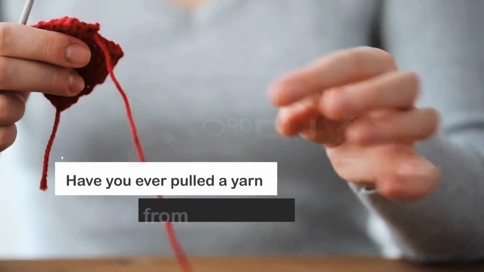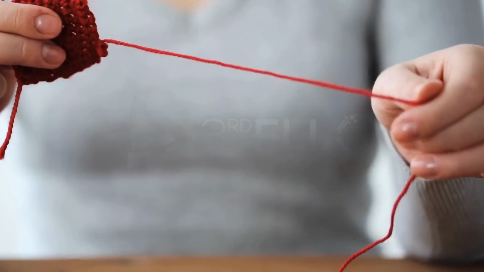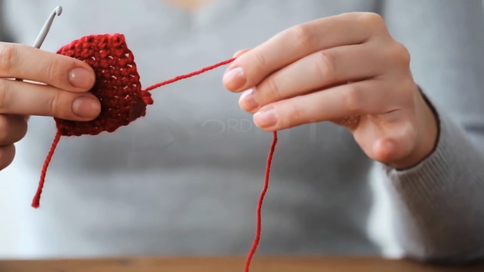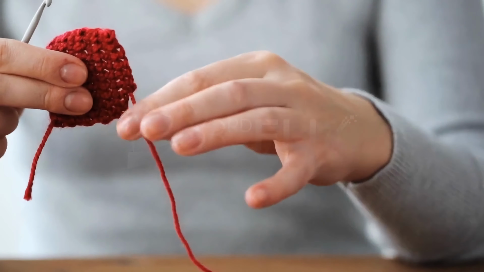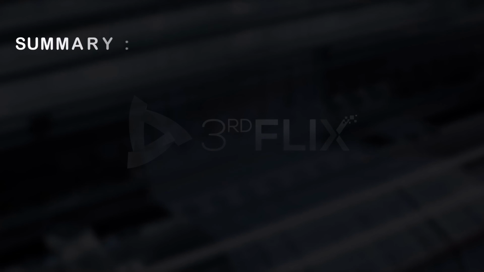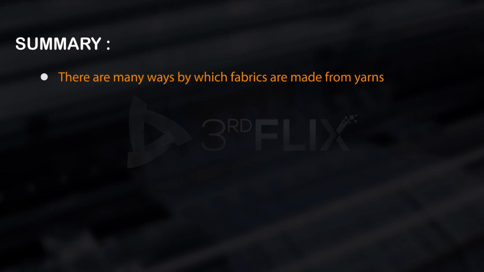Have you ever pulled a yarn from a sweater? If you pull out a yarn from the sweater, a long thread of yarn will come out continuously and the fabric gets unraveled. Summary. There are many ways by which fabrics are made from yarns.